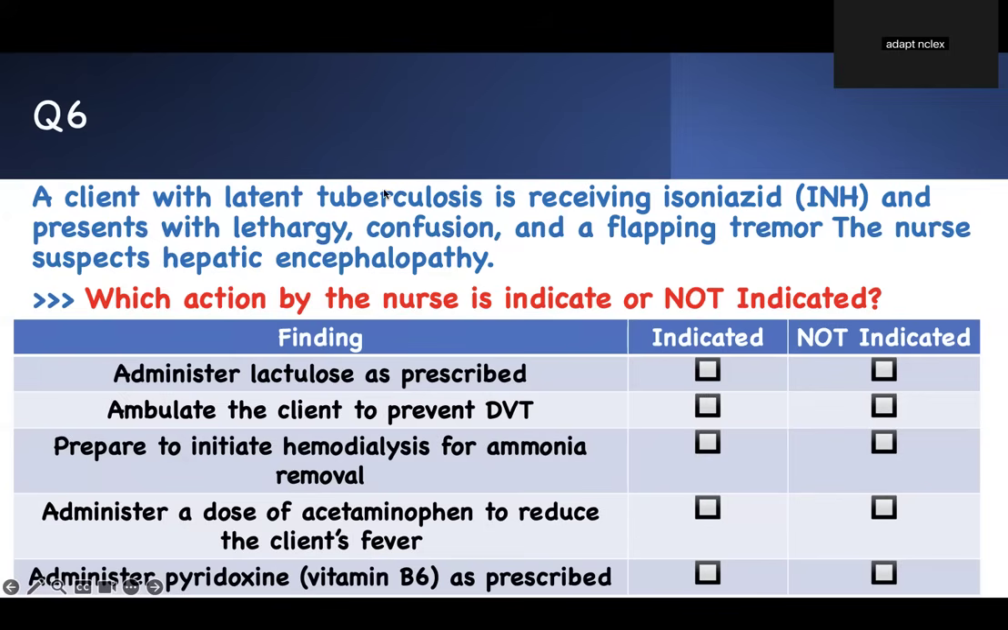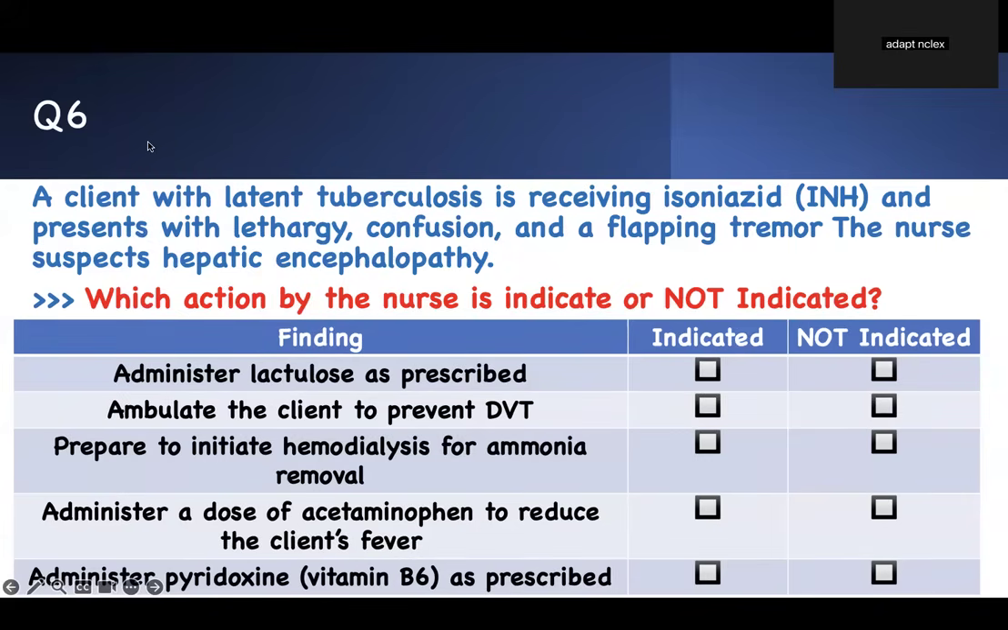A client with latent TB, that means PPD positive, prescribed isoniazid. It's one of the TB medications. And the patient now presents with what? Lethargy, confusion, and flapping tremor. Those are buzzwords. All TB medication can affect your liver. So if you come back with lethargy, confusion, and flapping tremor, we know that you have encephalopathy. That means bad problem. Your liver is damaged and you have a neurological problem.